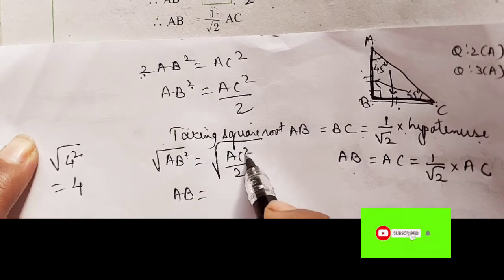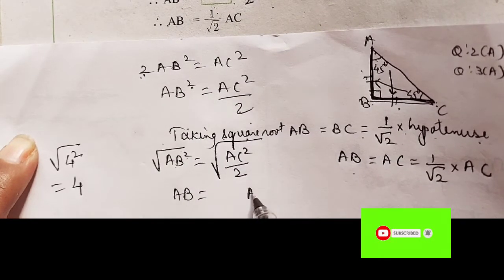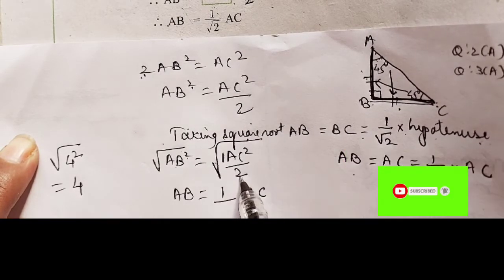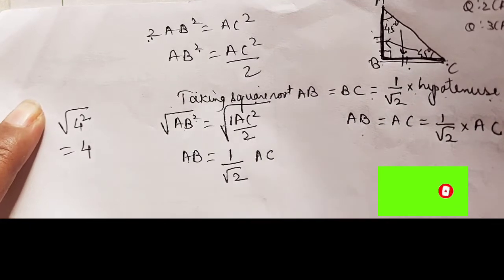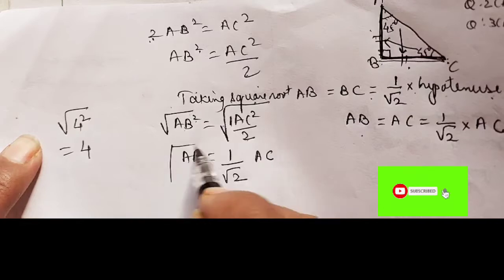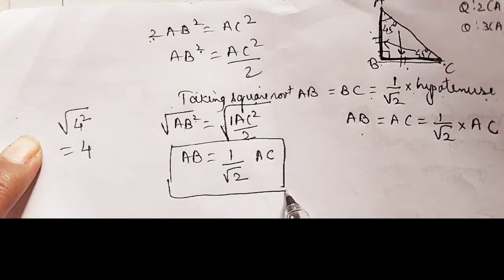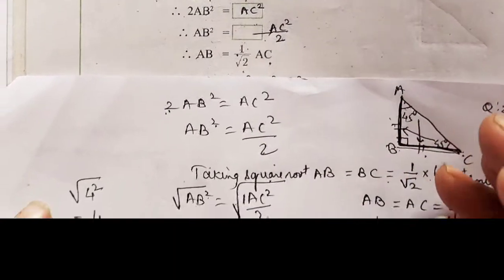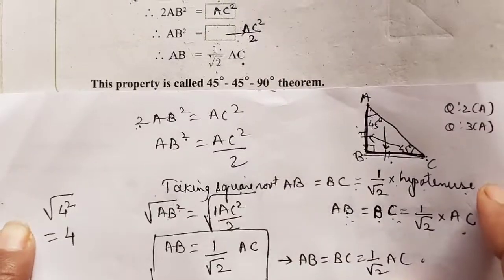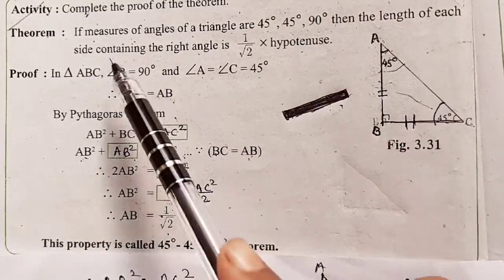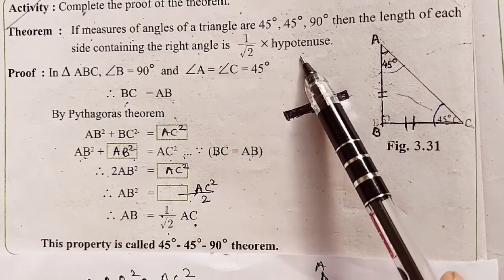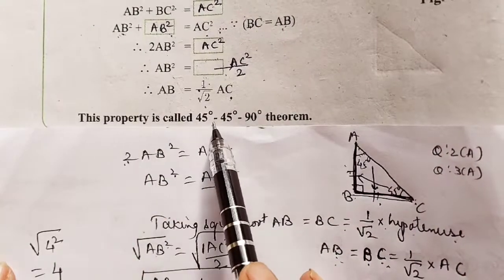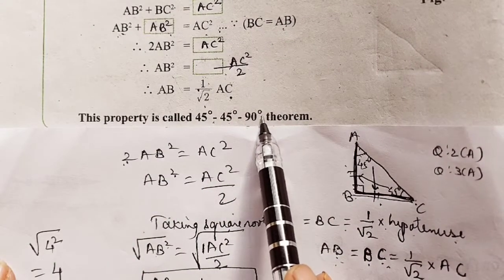And here the square root of AC square is AC, right? And here we have 1, the square root of 1 is 1, and 2 is not a perfect square, so you will write square root 2 AC. So AB is equal to 1 upon root 2 AC, right? So here AB is equal to 1 upon root 2 AC, right? Then we have proved that the length of each side containing the right angle is 1 upon root 2 into hypotenuse, right? So this is nothing but the 45 degree, 45 degree, 90 degree triangle theorem.